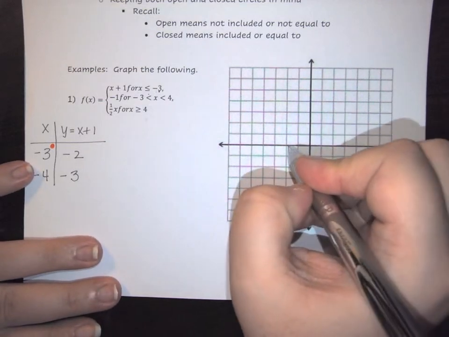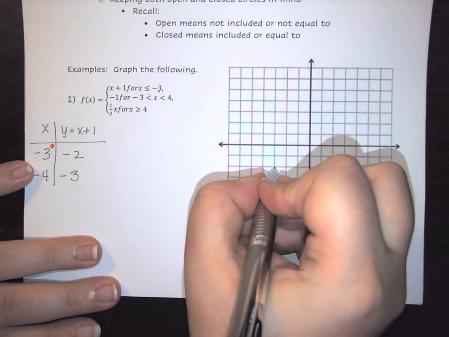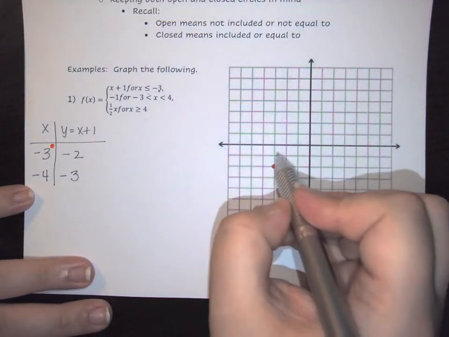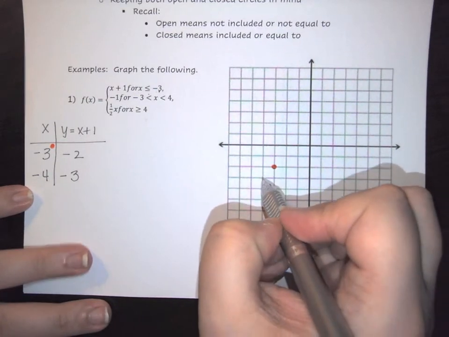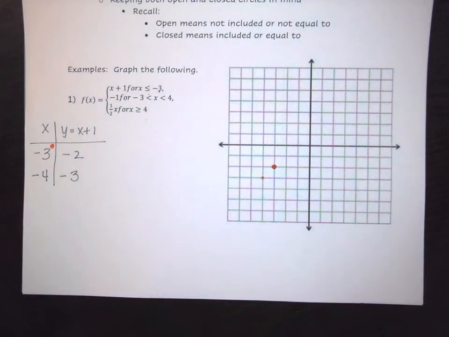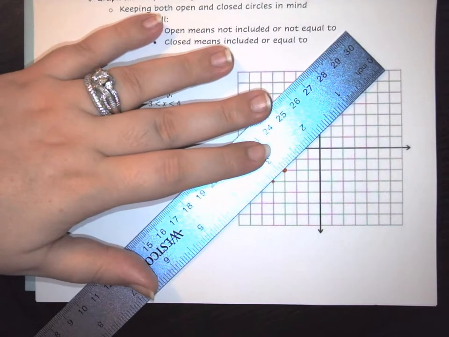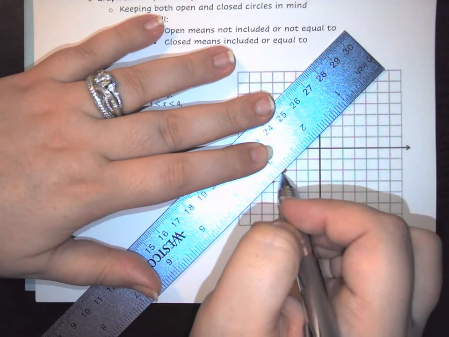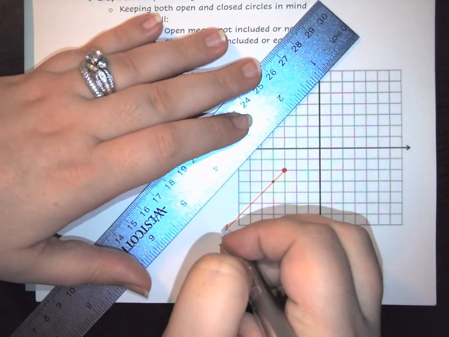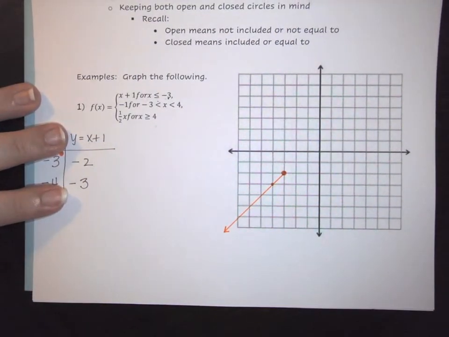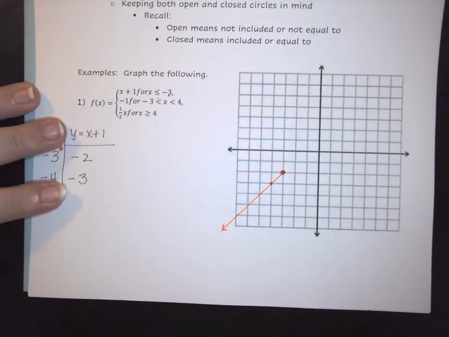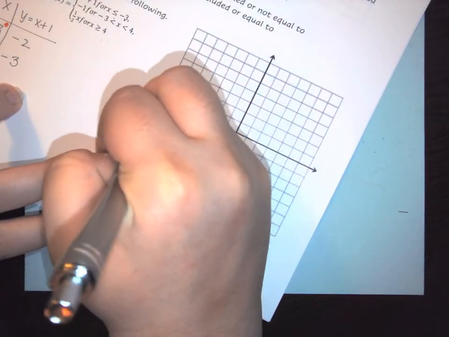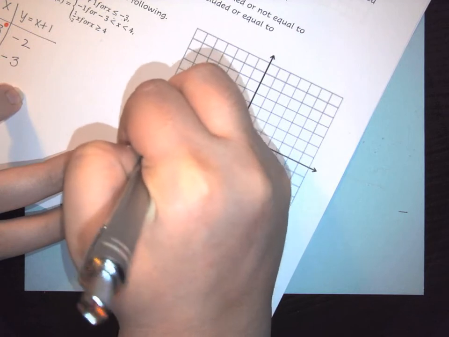So I'm going to come over 1, 2, 3, 1, 2, and it is filled in. So I'm going to darken this point in here. Then I have the point -4, -3, so that's right here. I'm going to go ahead and connect these points. So I'm going to start here, and I'm going to draw straight down in this direction, and there is my first piece. Okay. Now with that, I'm going to go ahead and label. So this right here was f of x equals x plus 1.